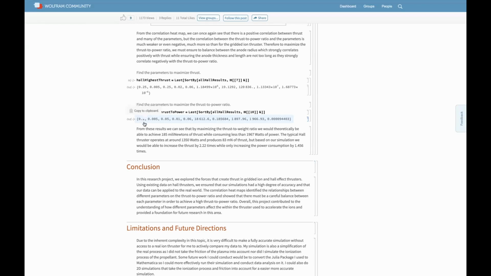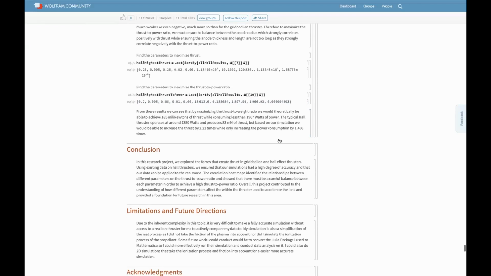Oh, that's actually a really good idea. I should have done that. I did not. But you can see the optimal parameters: 0.2 for the anode radius and 0.005 for the thickness. Maybe I should have. I think that would have been a really good idea to find the parameters for the thrusters I'm comparing to. 1.5 times or 3 times is a lot, so it would have been interesting to see.